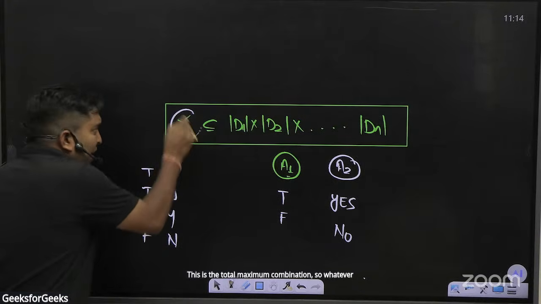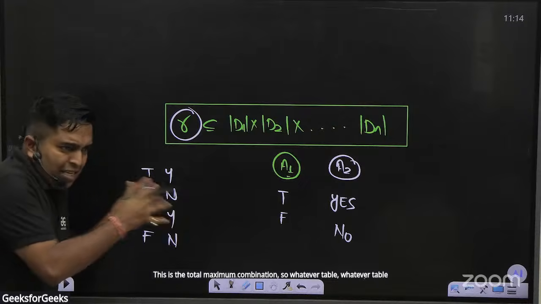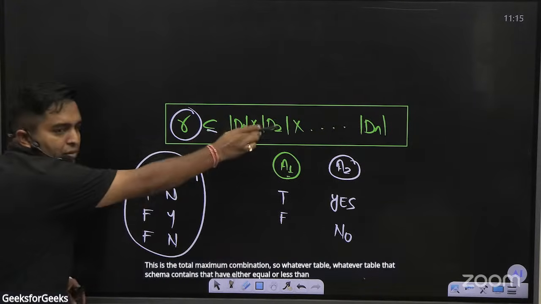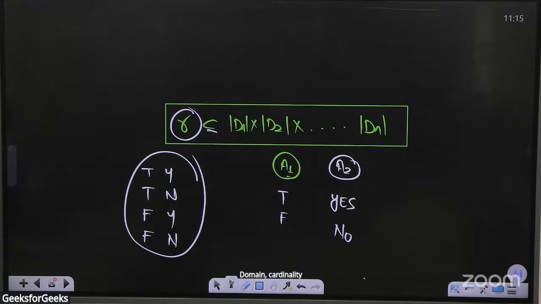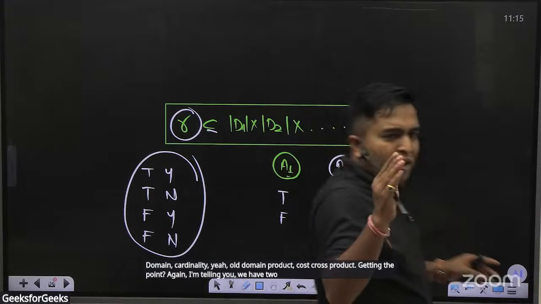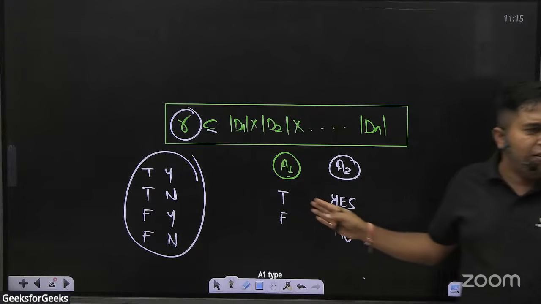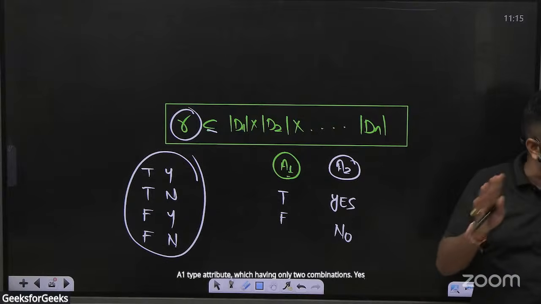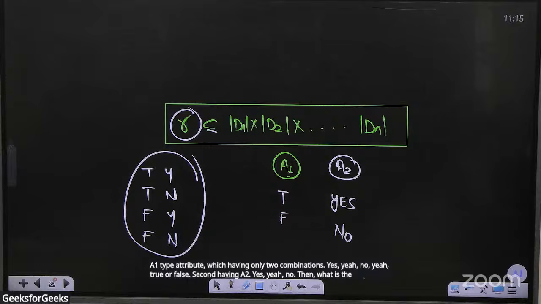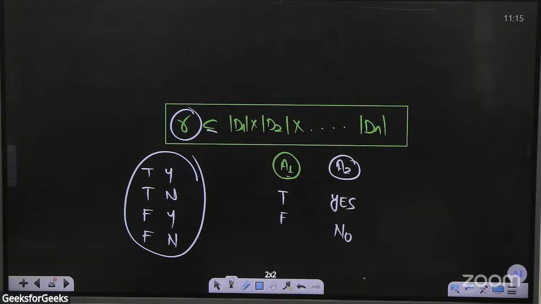So whatever table that schema contains, it has either equal or fewer tuples than the cross product of all domains. Getting my point? Again, we have two attributes: A1, which has only two values, true or false, and A2, yes or no. Then what is the total maximum combination? 2 times 2, 4. So in that particular relation, the maximum is 4, all combinations, but it may be less also.